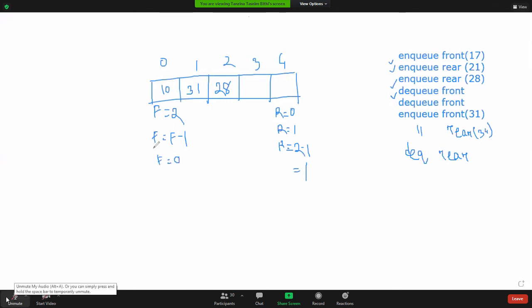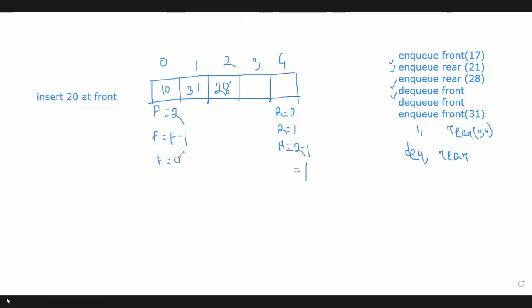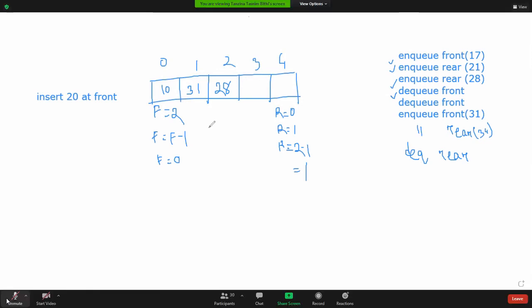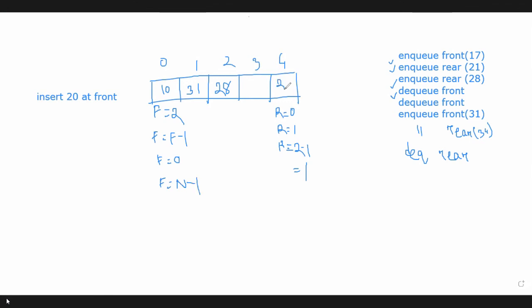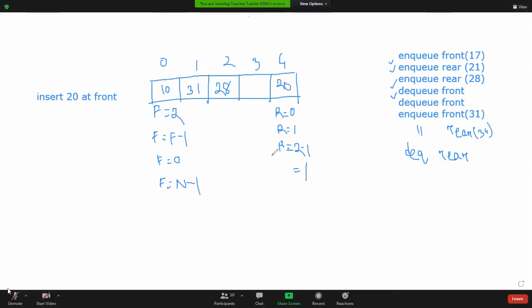After that, the next instruction is insert at front and the data is 20. So F equals N minus 1. Very good. Here F equals 0 and now we cannot decrease the value of the front pointer. So which position will be used now? The new value of front will be F equals N minus 1. So here we can insert 20. And after that, if the next instruction is again insert 30, in which position will you insert it? In position 3. So in this way, we can insert or delete a data item from either the front end or the rear end.